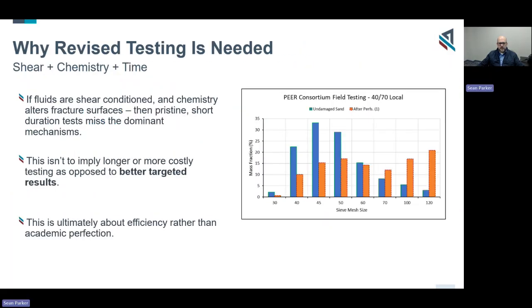So right here on the right, within this simple bar graph, this is from the Peer Consortium, where they did some field testing with proppant, specifically 40/70 local sand. That which is in the blue was the initial mass fraction over the sieve mesh size, and it was a true 40/70. The orange represents that same proppant after it went through the perforations. The base fluid system was initially a 3 to 4, call it 1 gallon per thousand of FR, or 3 to 4 centipoise of viscosity. But you can see that at that instance, we went from a 40/70 more so into 100-120 mesh.